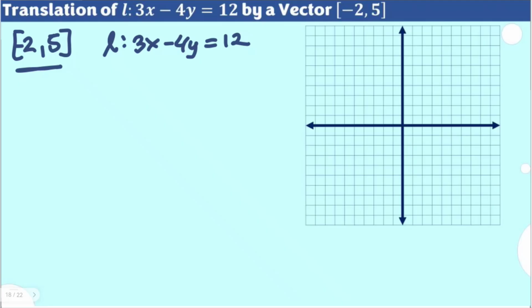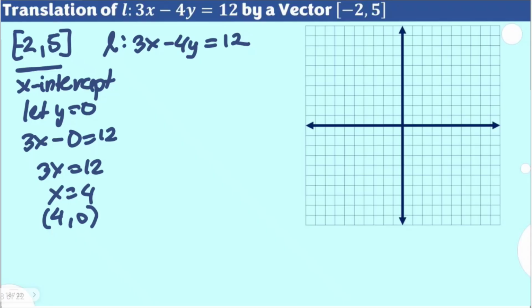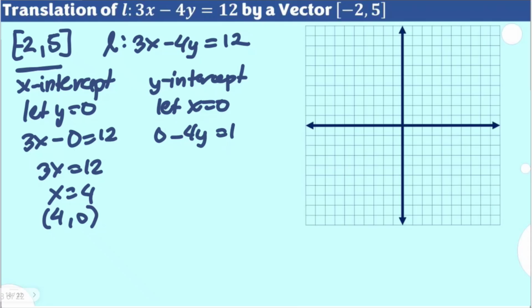Anyway, let's graph that. For our x-intercept first, let y be equal to 0. So you have 3x minus 0 is equal to 12. 3x is 12, x is 4, so your x-intercept is (4, 0). For your y-intercept, let x be equal to 0. So you have 0 minus 4y is 12. Minus 4y is 12, so y is negative 3. So the y-intercept is at (0, negative 3).